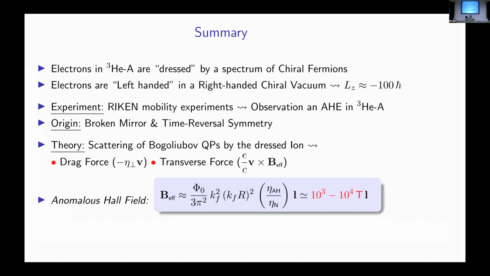So in summary, electrons are dressed by a spectrum of chiral fermions. Electrons are left-handed in a right-handed vacuum. And they acquire an angular momentum of roughly 100 h-bar. And the Riken experiments, which observe this Hall effect in the A phase, originate from these two broken symmetries and the topology of the A phase.